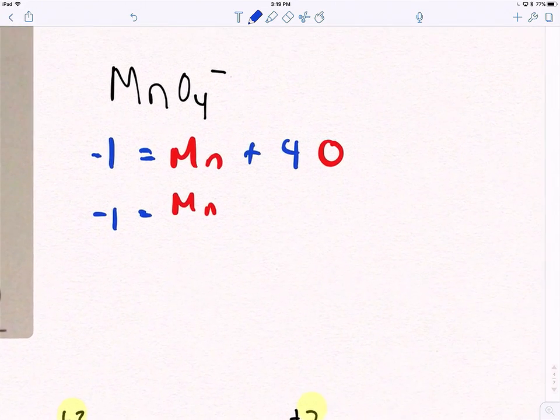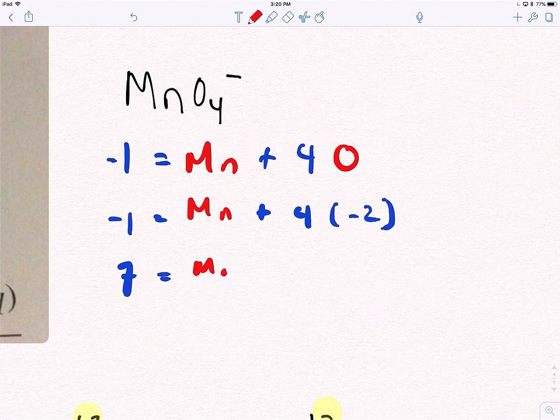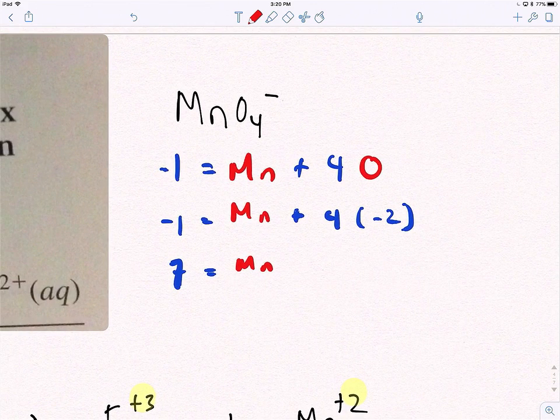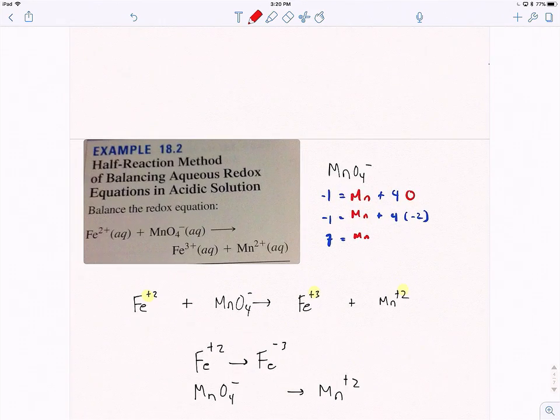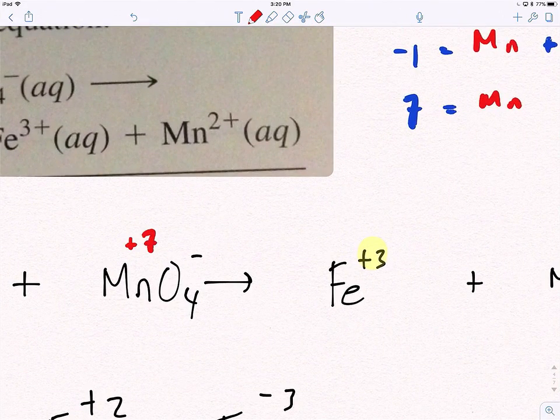So minus one is the manganese oxidation state plus four times oxygens, plus four times minus two. Four times minus two is minus eight. So add eight to both sides. Eight minus one is seven, and that equals the oxidation state for manganese. Does that make sense? That seven is the oxidation state for manganese in permanganate. Okay, so the oxidation state here is plus seven.